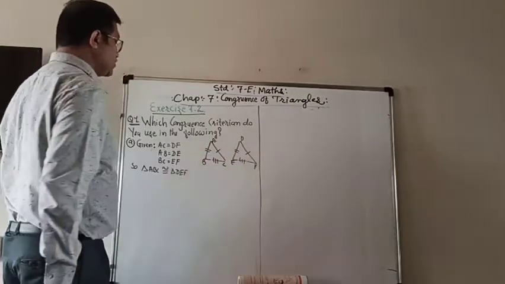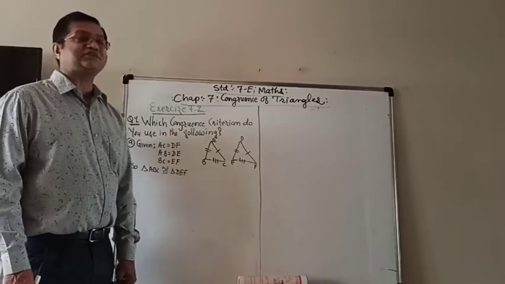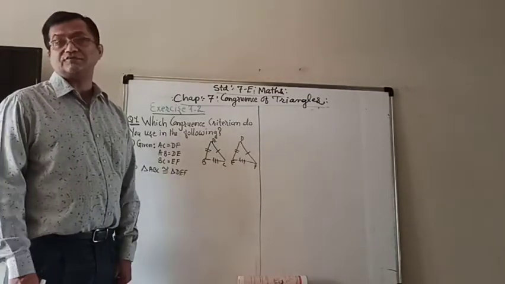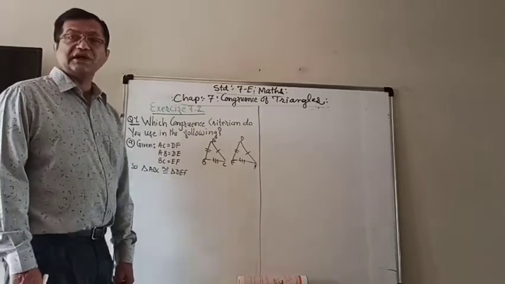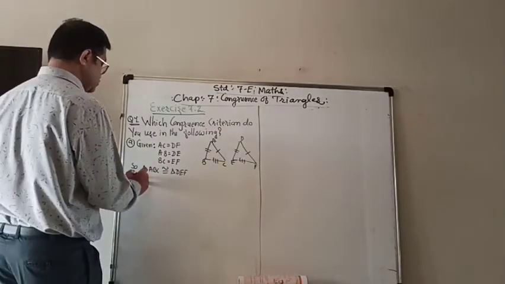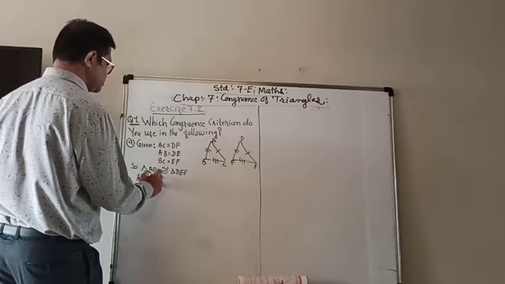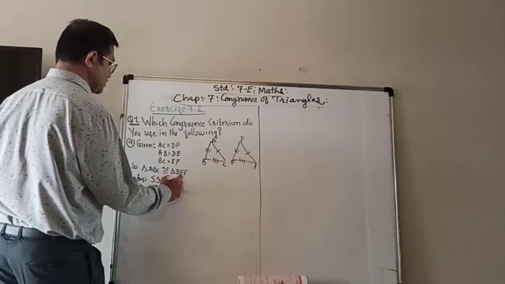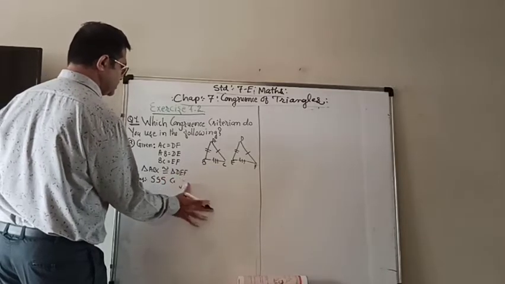You can see that all the corresponding sides are equal in both the triangles. So now what is the criteria? Very simple. Three sides means S, S, S. So your answer is S, S, S criteria.